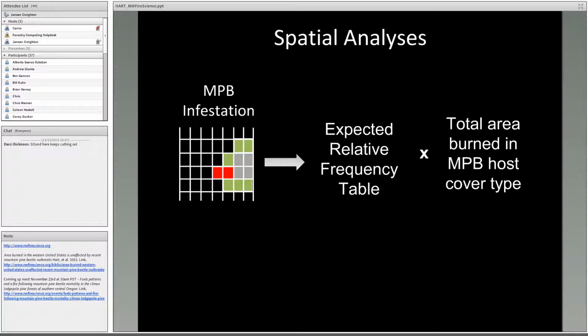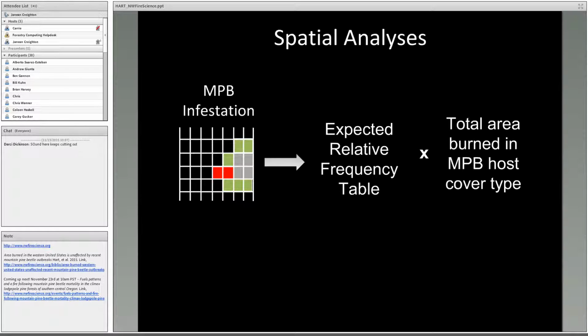This expected frequency table was then converted to an expected relative frequency table, which is just based on the distribution of mountain pine beetle infestation across the landscape. So we're saying how much red is present on the landscape, how much gray is present on the landscape, and then how much of the forest hasn't been infested.